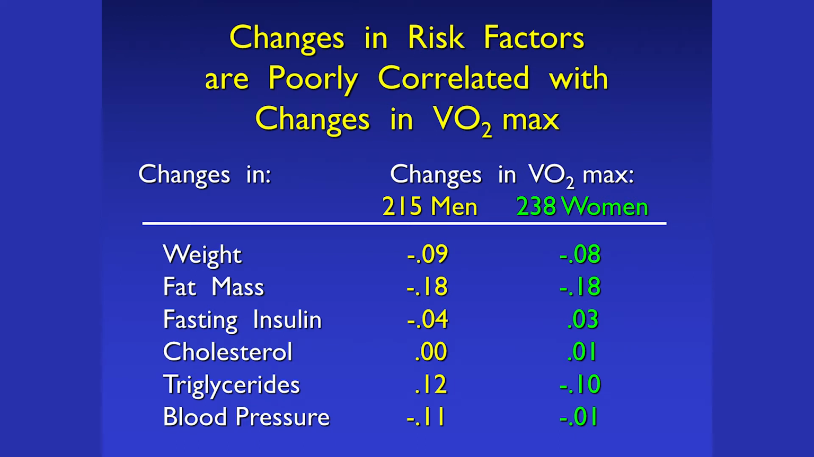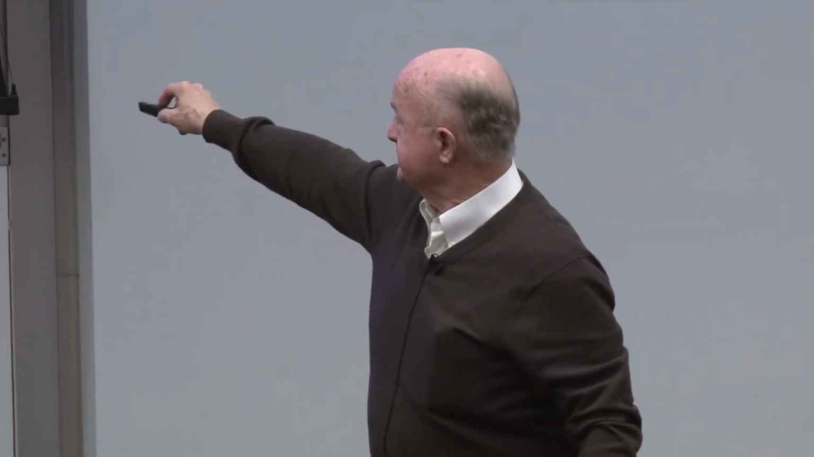Is not. So here you see, for example, blood pressure, 0.01 in women, 0.1 in men. That's nothing. There's no correlation. Triglycerides, same thing. Cholesterol, absolutely no correlation between your improvement in fitness and your change in that particular risk factor. Fasting insulin, fat mass, there was a little bit higher because the people who improved more also trained more, and they burned up more calories. But even that's not very high. So the question is, why isn't there a higher relationship?